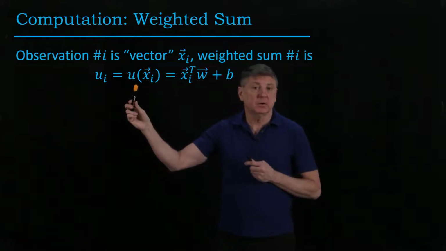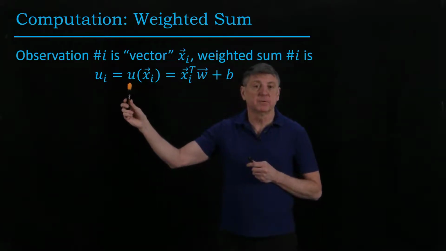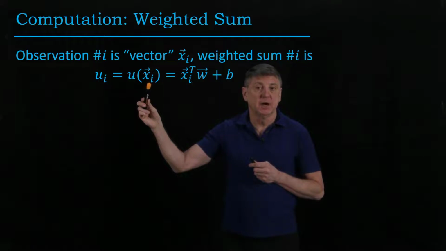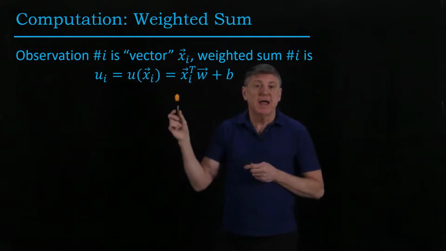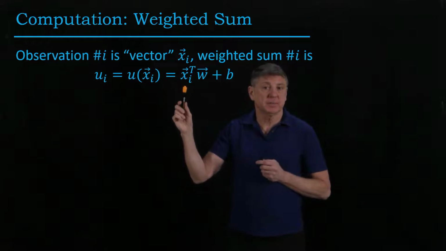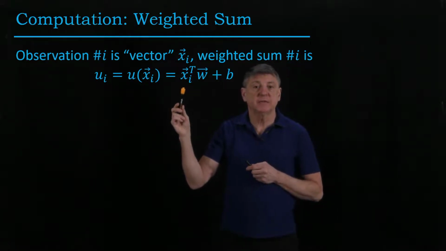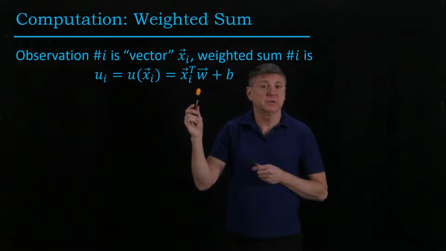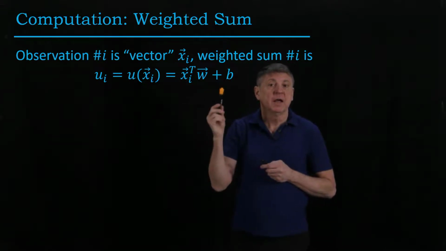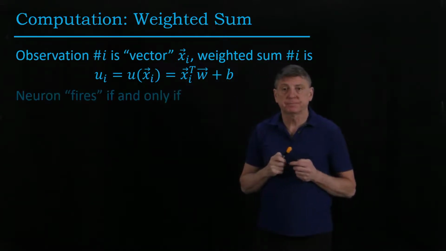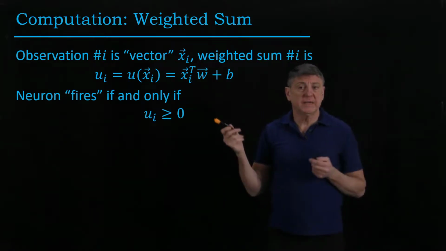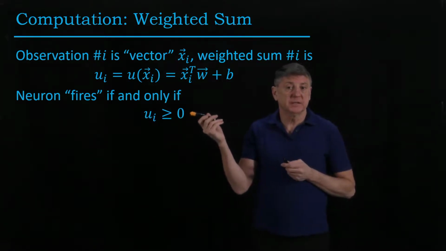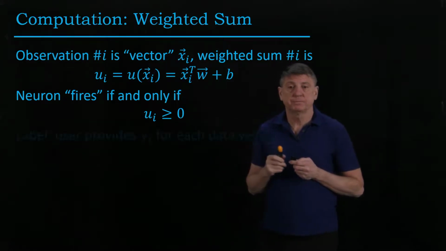Depending on our context, we'll either refer to U as being a function of the input, or we'll just refer to the linear response of the input. And now we're going to start to tighten up our computation and say that we'll take that observation, transpose it, multiply it by the weight vector, and then we'll add the bias scalar. So now our neuron will fire if and only if this linear weighted sum exceeds 0.